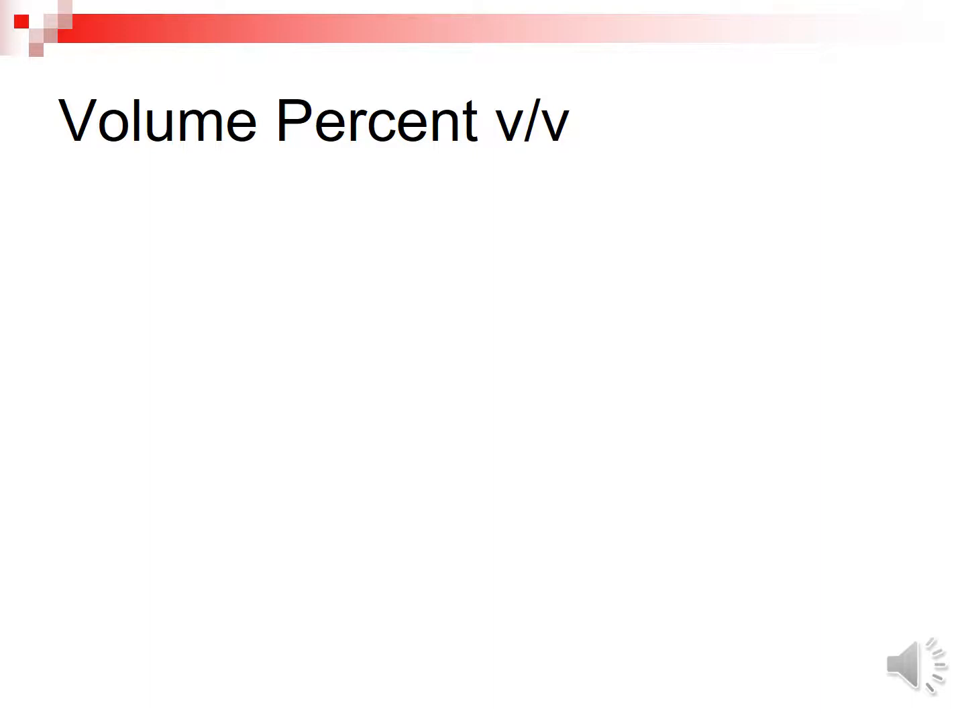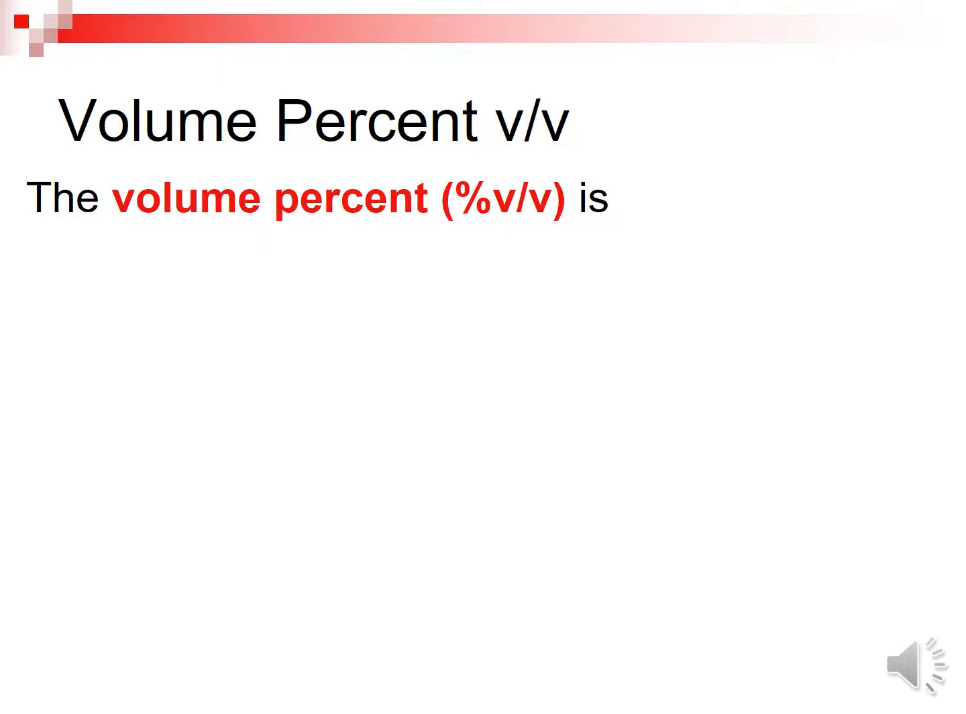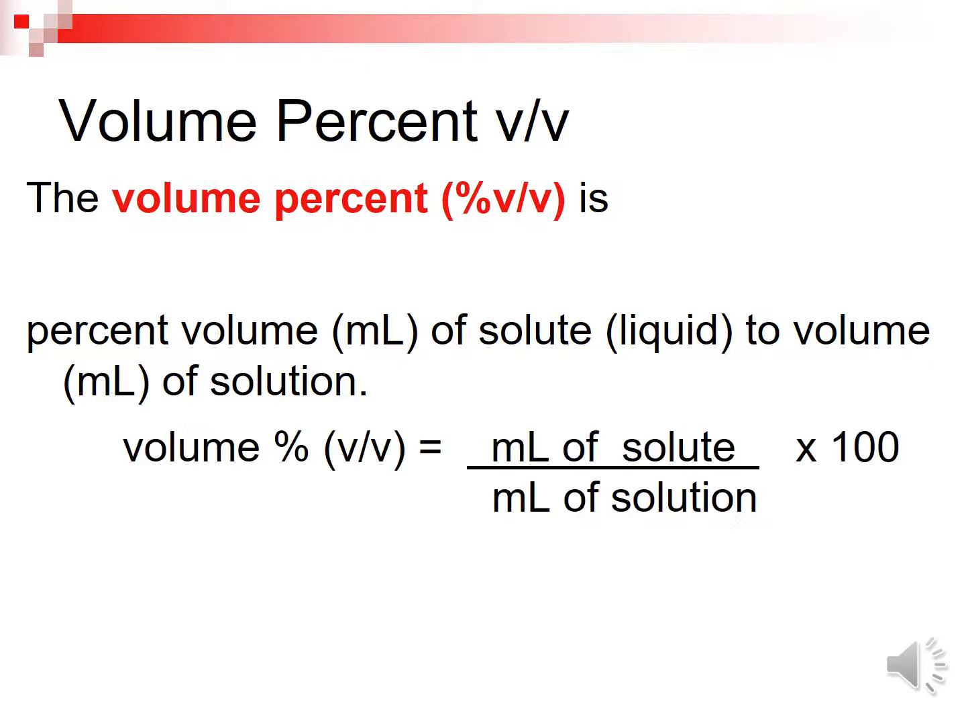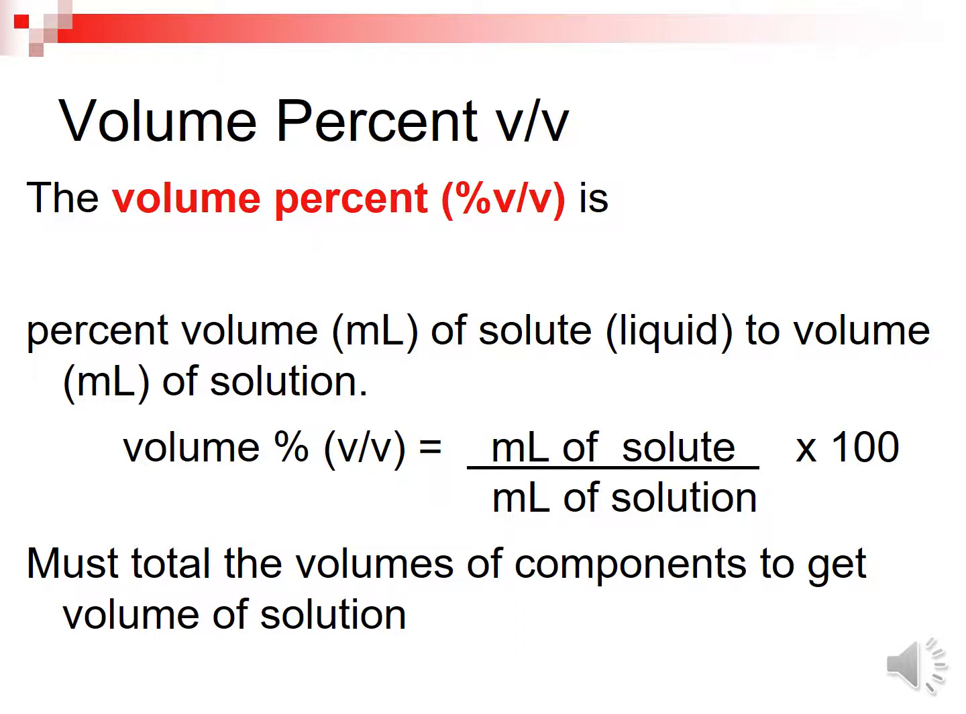Sometimes when you're mixing two liquids, you do a volume over volume percent. Percent volume over volume is when you take the milliliters of solute to the milliliters of solution. So generally this is when you have a liquid solute like alcohol and water. So it's not grams over grams, it's milliliters of solute over milliliters of solution, then that ratio times 100. So it's very similar to percent mass over mass, except it's volume over volume. We have to total the volumes of the solute and the solvent to get the volume of the solution.